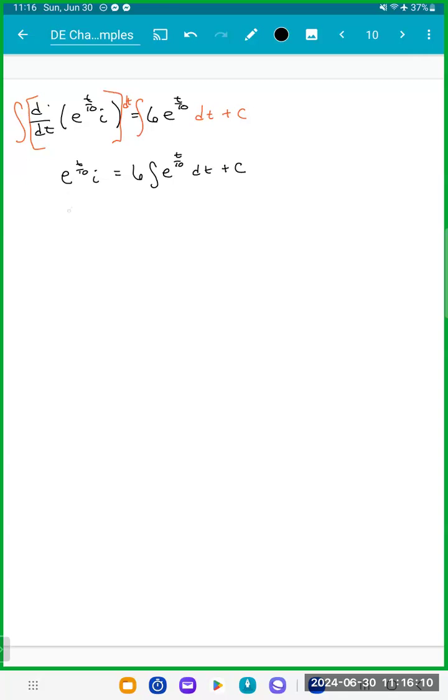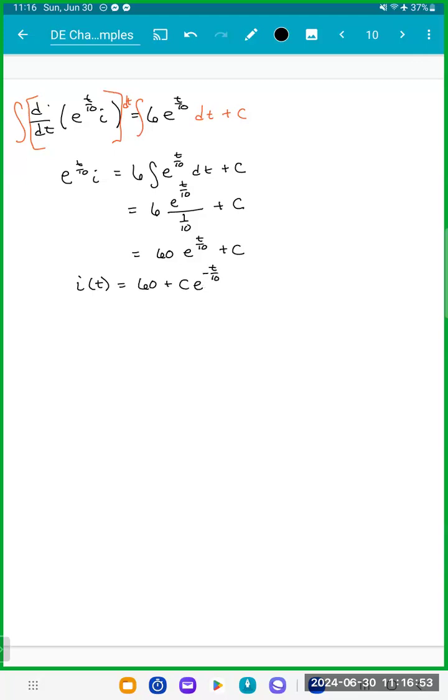Let's just simplify this for a few steps. This is going to give me then 6 e to the t over 10 divided by 1 over 10 plus that constant, which is equal to 6 times 10 is 60, e to the t over 10, plus c. So we get that I of t is equal to 60 plus c e to the negative t over 10.